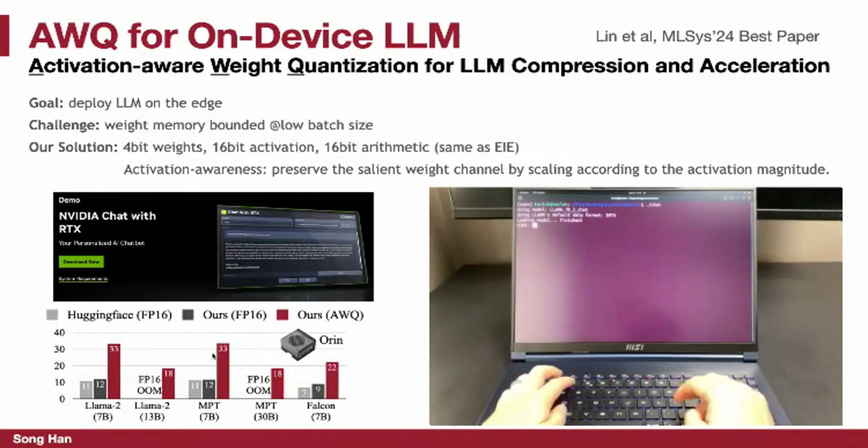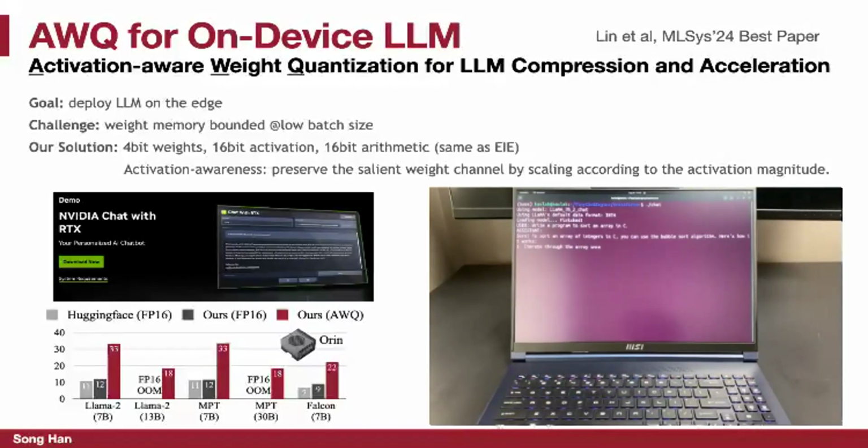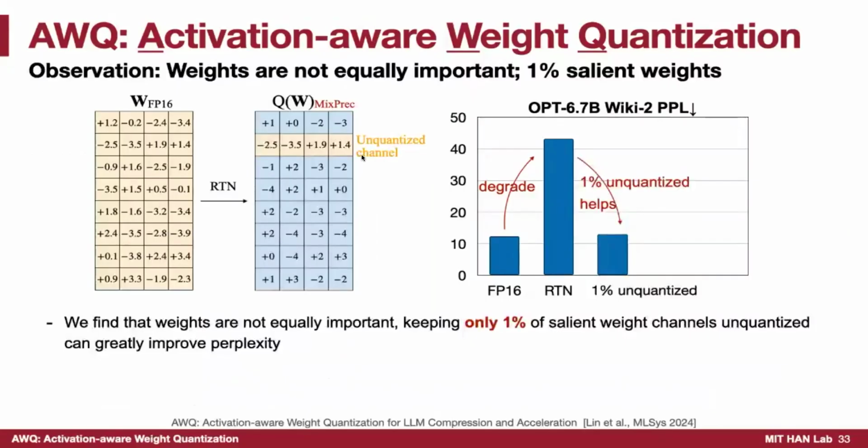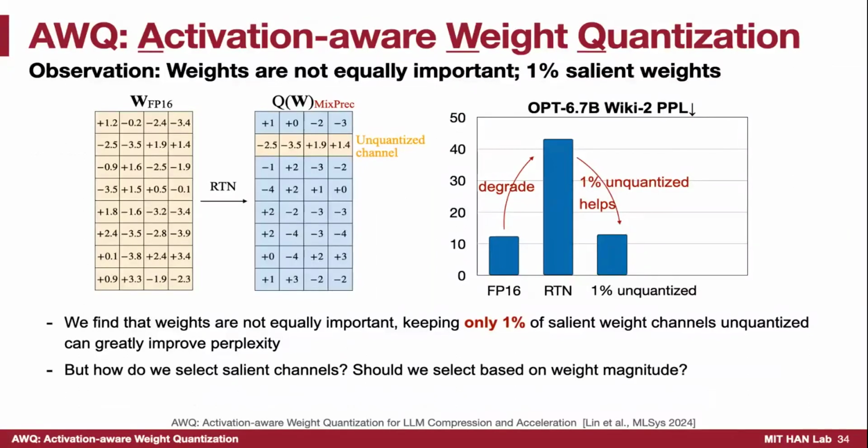So theoretically, from 16-bit to 4-bit, you can have 4x saving, and we have about 3x measured speedup compared with FP16. It also got a best paper award at MLSys, so I'm going to spend some time to talk about the details. Originally, using round to nearest, you have a big degradation of the perplexity. So how do we deal with that? Surprisingly, we find keeping only 1% of the channels unquantized can actually greatly improve the perplexity. But how do we select those salient channels? And can we also avoid those floating point numbers and mixed precision?